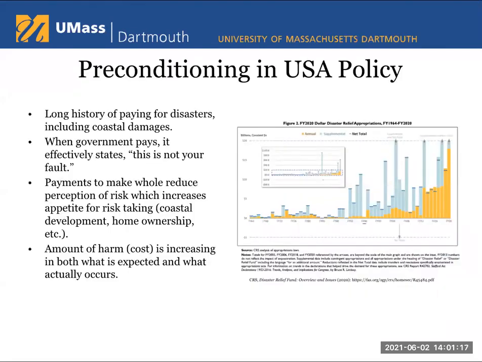A precondition in US policy, to explain that habit forming in more detail, is that we in the United States have a long history of paying for disasters, including coastal damages. We see them as natural or beyond direct human action, and therefore we've simply historically paid for them. And when government pays, it effectively states, this is not your fault. That's effectively what it's saying, because our government in the United States does not pay for things that it deems to be related to human activities, even if it's not the individual's fault.